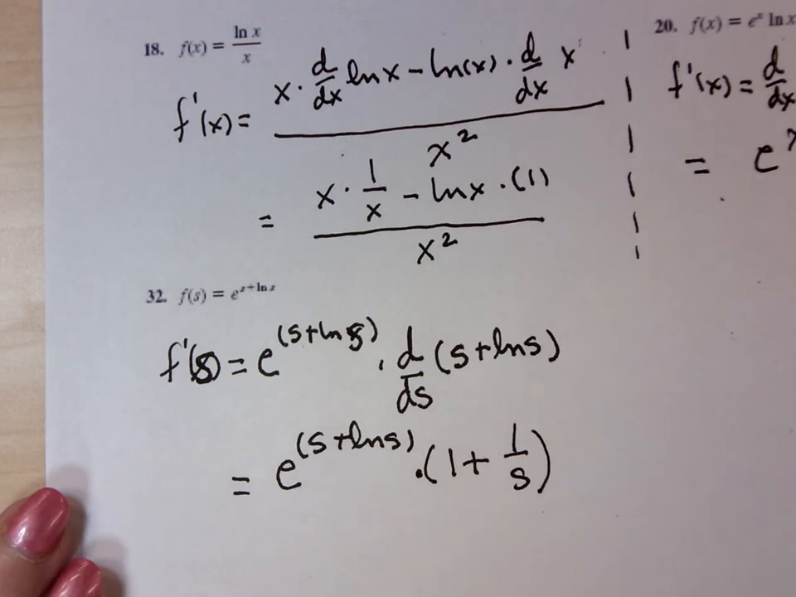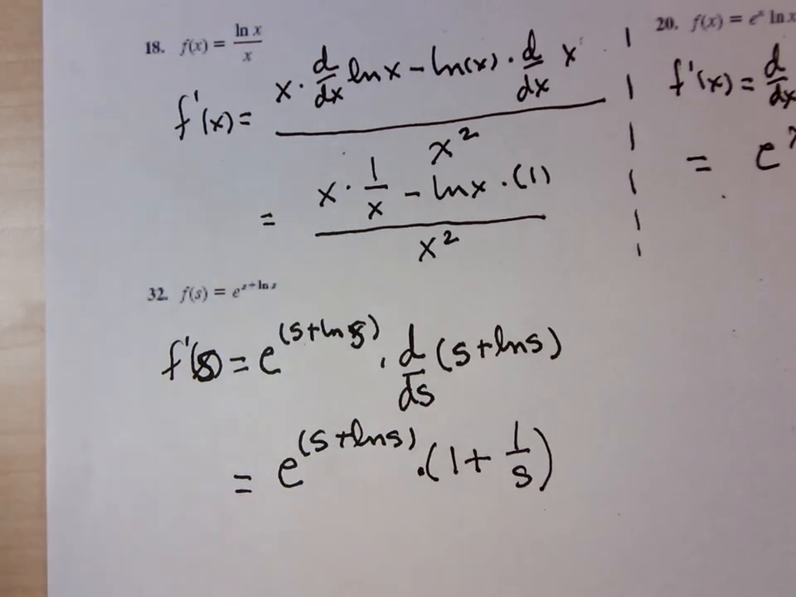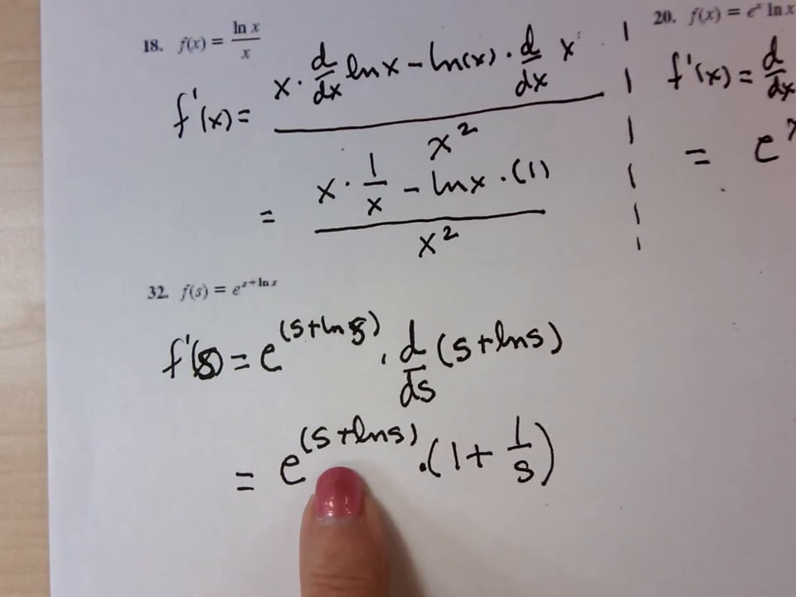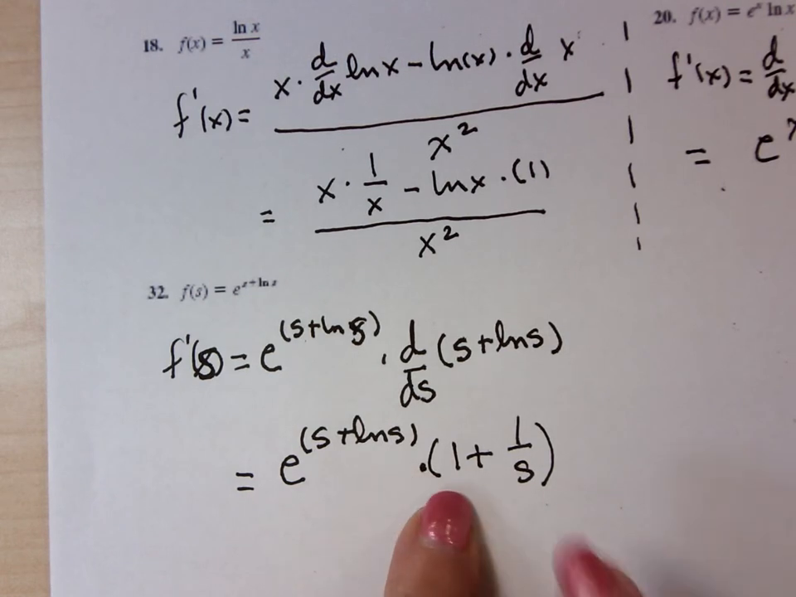And then, if you like, in fact, if I set it equal to 0, e to the s plus natural log of s is never 0. The only thing that could ever be 0 is 1 plus 1 over s, which can't be because you're adding two positives. Well, let's see. If s is negative 1, I guess it would work because you'd have 1 minus 1, which would be 0.